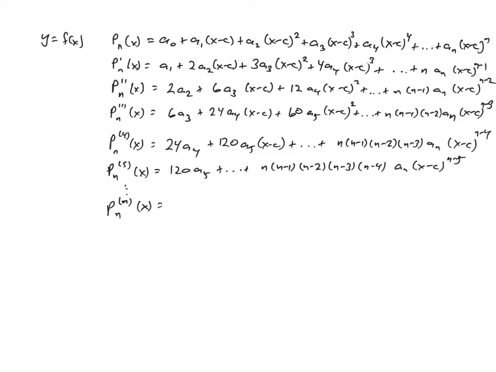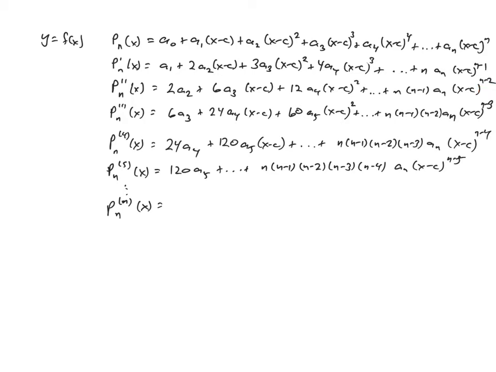Now I'm going to take the second derivative. The second derivative of p is going to be 2a2. Remember, the derivative of a1 is going to be 0. So I'll get 2a2 plus 6 times a3 times x minus c to the first, plus 12 times a4 times x minus c squared, all the way down to n times n minus 1 times a sub n times x minus c, to the n minus 2 power.